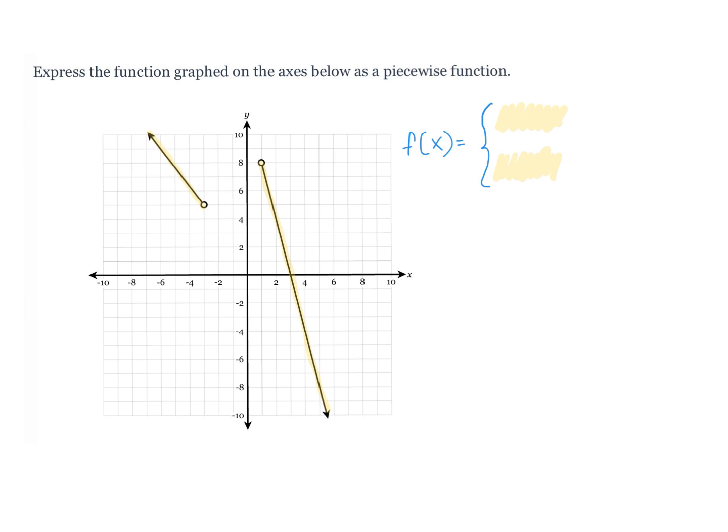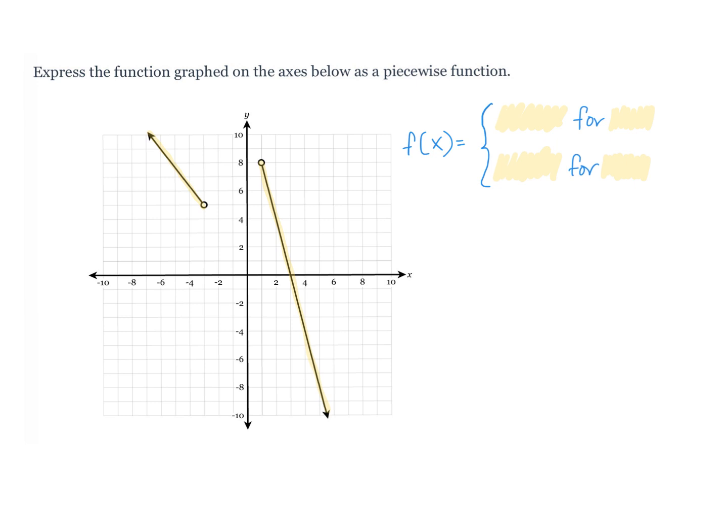And then we are going to have two subdomains. So we're going to have the word for. Sometimes you might see a semicolon or a comma there, just depends. And then we will have the subdomain here for the top subfunction, and then the subdomain here for the bottom subfunction.